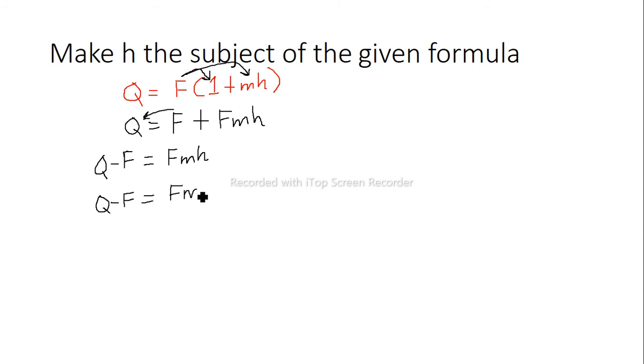Oh, it's my phone. What was the answer? H equals Q minus F over FM. That's what we're discovering right now. We're trying to figure it out right now. Okay, because I messed up, my bad. Okay. We divide both sides by FM. MH. Oh. FM. FM is an abbreviation for what? We cancel out.